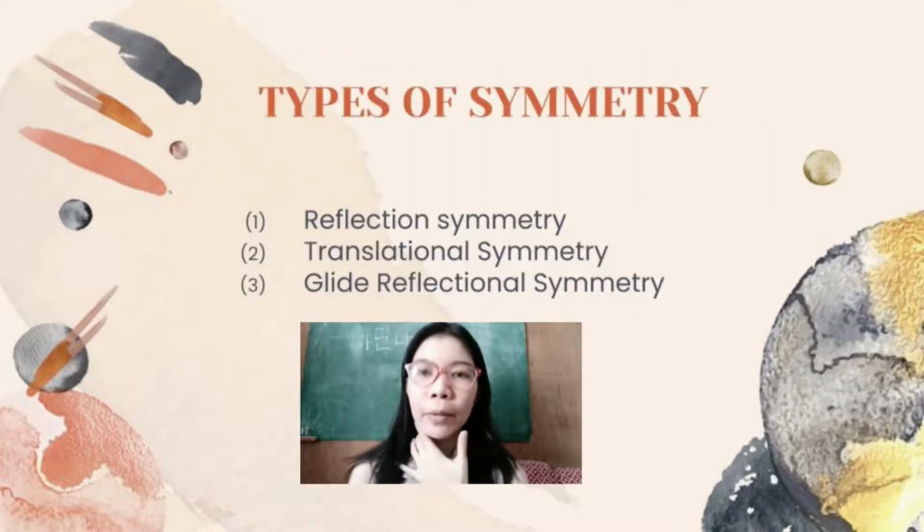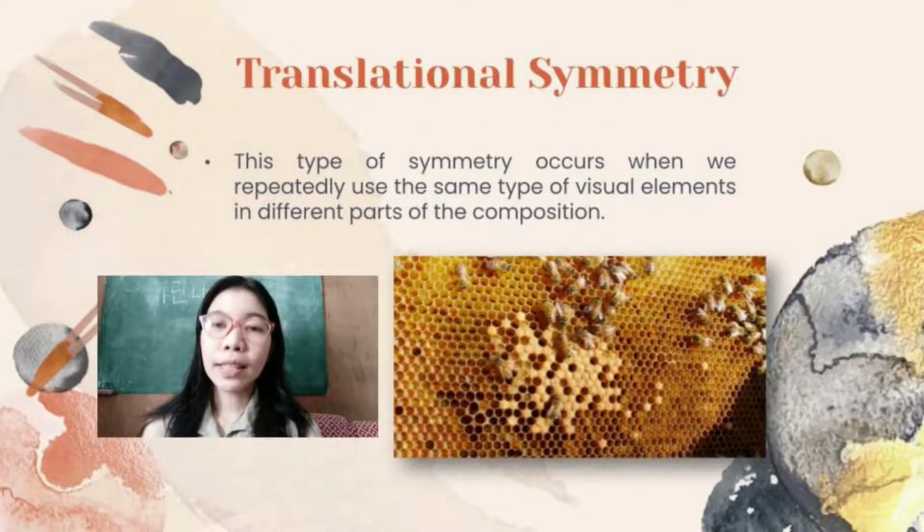So secondly, we have here transitional symmetry. This type of symmetry occurs when repeatedly used the same type of visual elements in different parts of the composition. Repetition is what carries the symmetry, and the best example of this type of symmetry is the beehive. We observe the repetition of the specific shape.